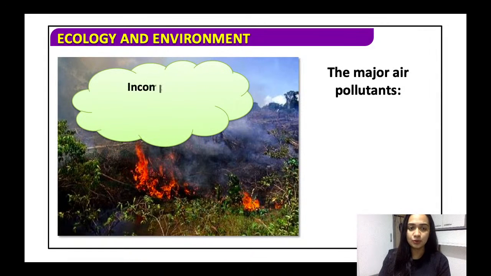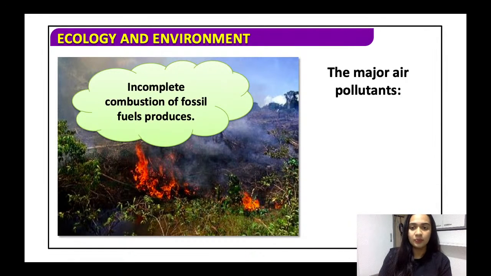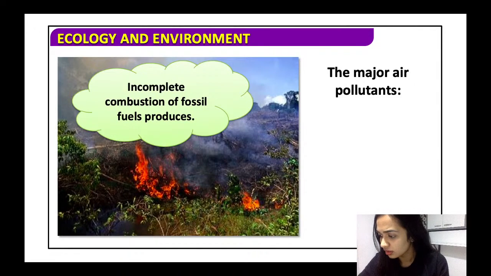The major air pollutants, yeah. So the major air pollutants, basically it will be the incomplete combustion of the fossil fuels produces. So incomplete combustion matlab when it is not properly burnt. So these fossils need to be burnt in a very proper manner, else they will lead to air pollution. Fine.